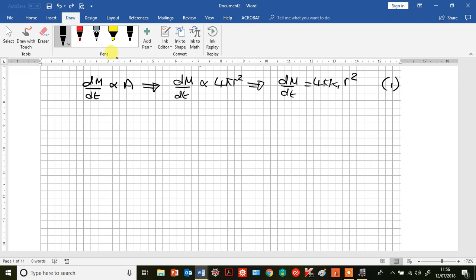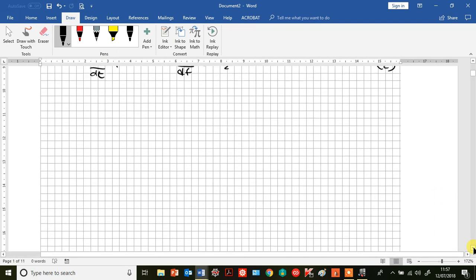Now, in the second part, we're told that the rate of mass accretion, dm by dt, I should perhaps have called this dm1 and dm2, but we'll just leave it as it is for now. We're told that the rate of accretion of mass with respect to time is proportional to the mass at any time. So this can be rewritten as dm by dt equal to k2 m, and we will call that equation 2.